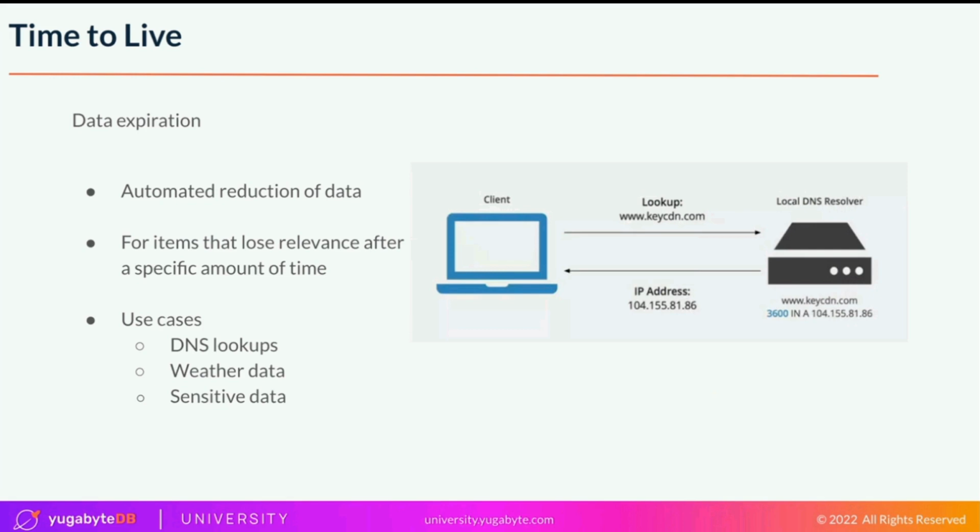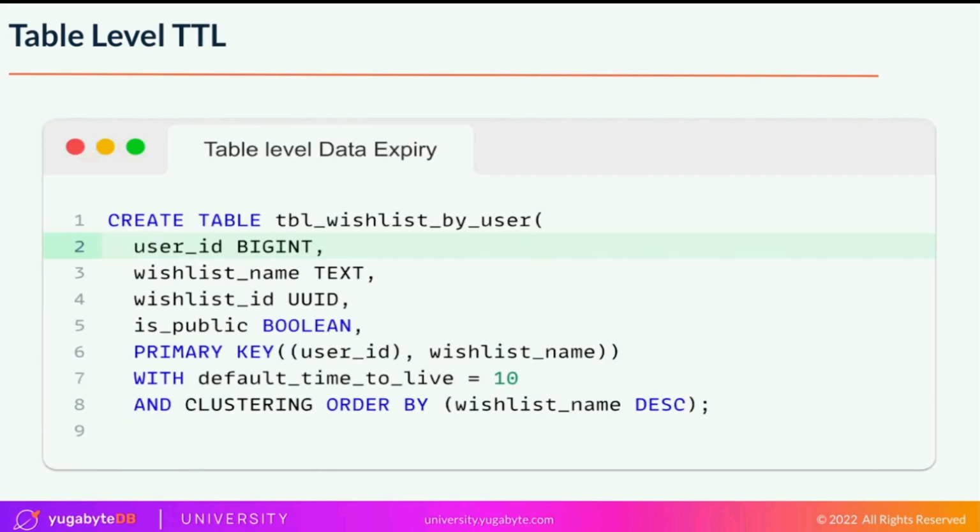In the next slide, we're going to talk about the different levels of data expiration and how it's scoped. Here, the data expiration is scoped to the table level. The data deletion property, time to live, can be scoped to several different levels, such as tables, columns, or rows. In this example for table level TTL, the table will be deleted with the default time to live property, which is set here at 10 seconds.